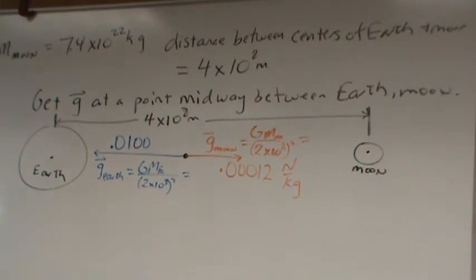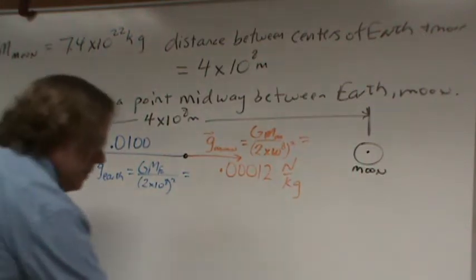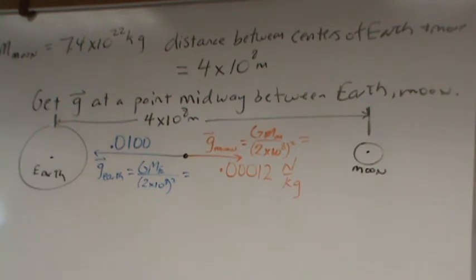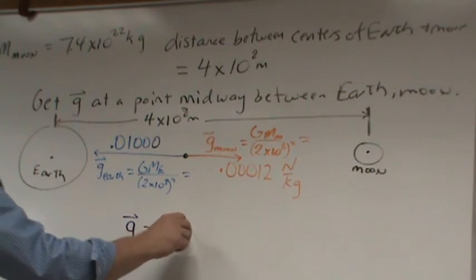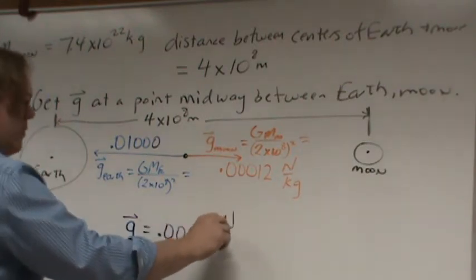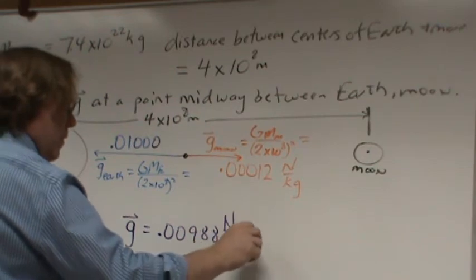Okay. So tell me, the final answer, what's the final answer to this problem going to be? Let's just ignore sig figs. Okay, there we go. So what's the acceleration of gravity going to be, or the gravitational field? Are you guys getting 0.00988? All right. And tell me, in which direction? Right. Yeah, towards Earth.